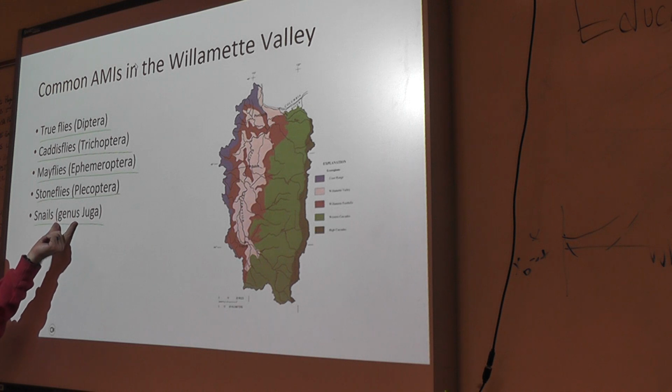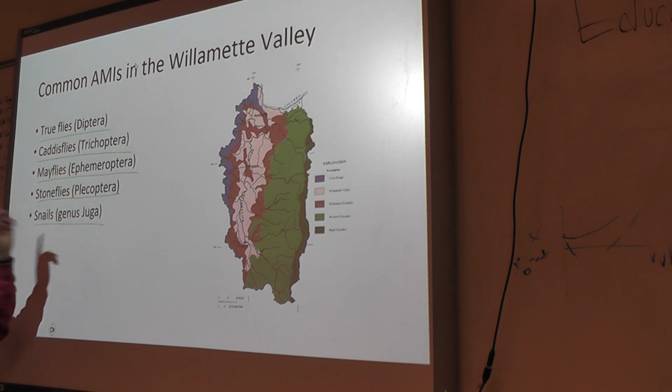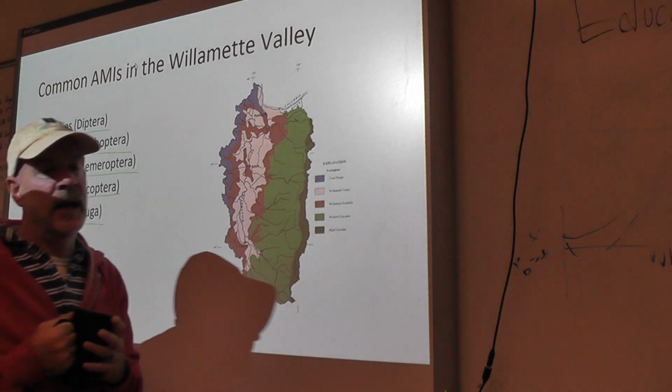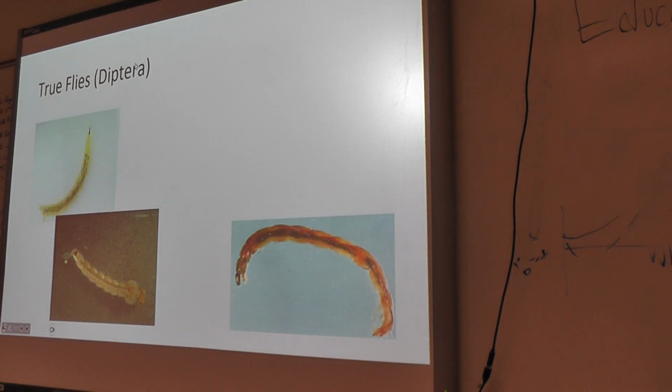This word genus is not part of the name. This is just describing the taxonomic level. These are all orders. This is a genus, and just be aware of that. And I'm not going to be quizzing you on which of these is an order and which is a genus and things like that. Okay, let's see. So let's go through and take a look at some of these.